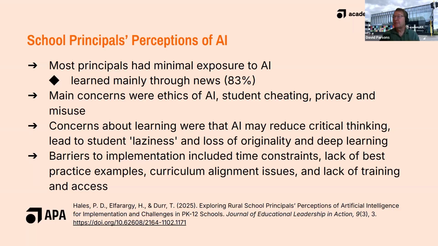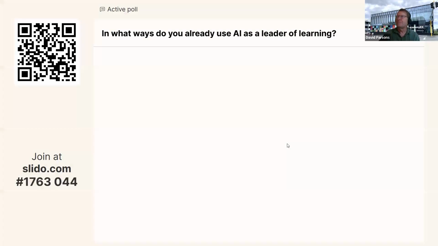So what are the concerns? Well, ethics of AI, student cheating, privacy and misuse. I'm sure those all sound very familiar. Reduction of critical thinking, student laziness, loss of originality and deep learning. Again, I'm sure we've all seen those. Barriers to implementation, the usual things: time constraints, lack of good examples, trying to align to the curriculum. Here's a tool from the US. Can I use it here? Well, not easily. Lack of training and access. I think this captures the concerns of most people in leadership of learning. These are all the things that we're having to deal with on a daily basis.